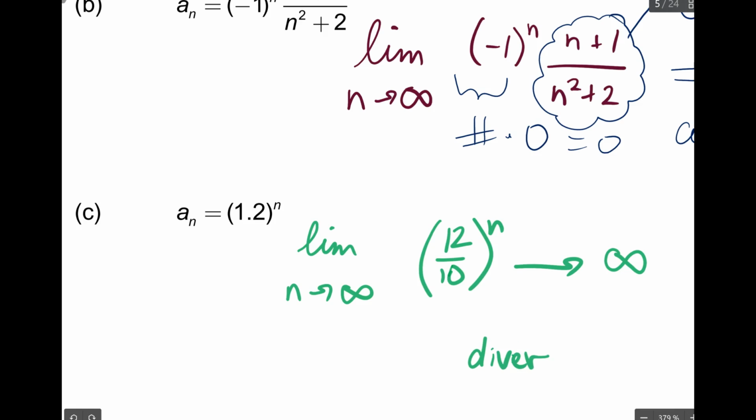Cool. And the whole reason why it diverges is because this number is larger than 1. Since we're raising a number larger than 1 to an exponent, it's going to grow. If it was less than 1, it would get smaller and smaller, then we can converge.